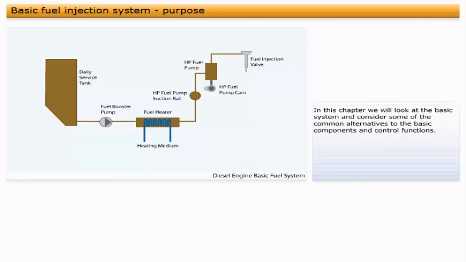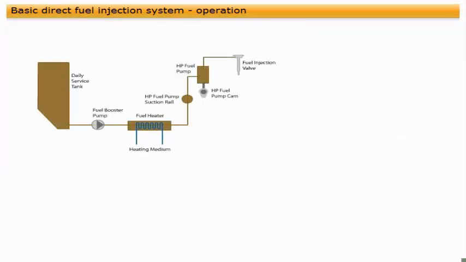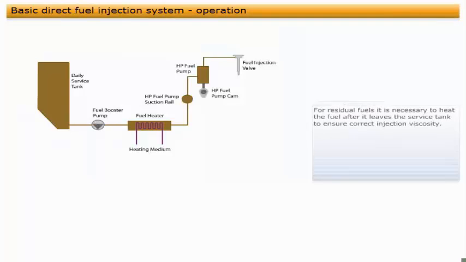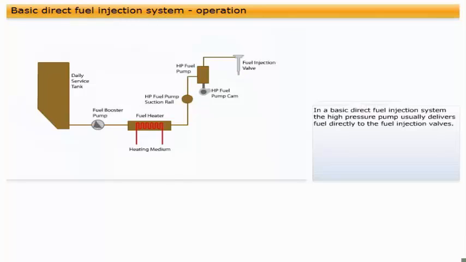Fuel is drawn from the service tank by either gravity or by an electrically driven or engine-driven supply pump, and delivered to the high-pressure fuel pump inlet rail. For residual fuels, it is necessary to heat the fuel after it leaves the service tank to ensure correct injection viscosity. In a basic direct fuel injection system, the high-pressure pump usually delivers fuel directly to the fuel injection valves.